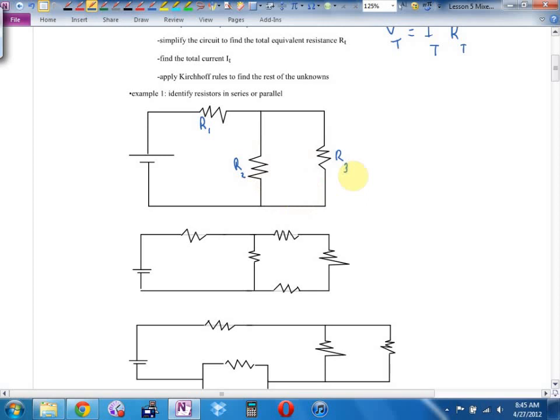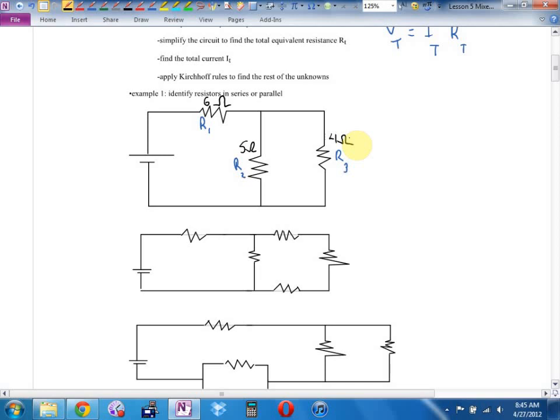So let's just stick some numbers on here. Supposing I told you that this was 6 ohms, 5 ohms, and 4 ohms. Just making up numbers. And because I made these numbers up, the odds are very good that my answers will end up being yucky decimals. Okay, what's the total resistance of this circuit?